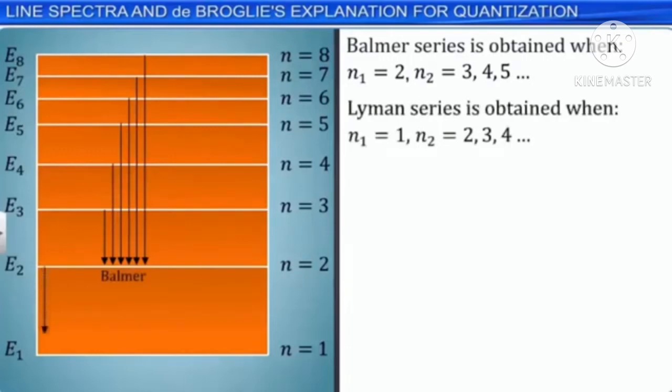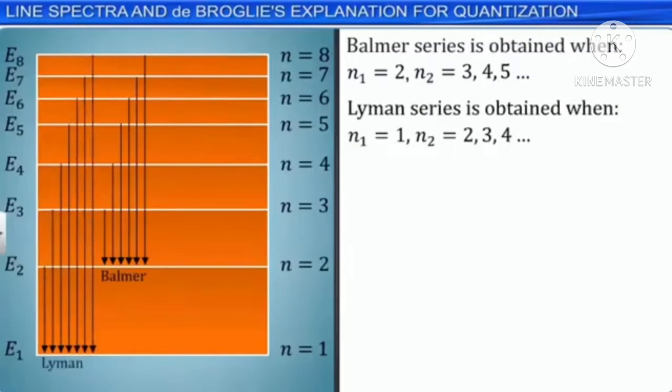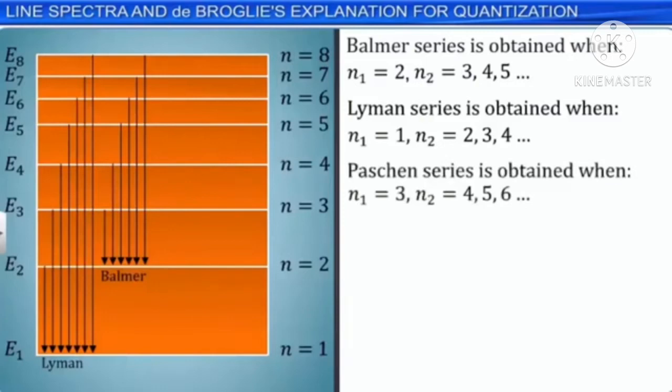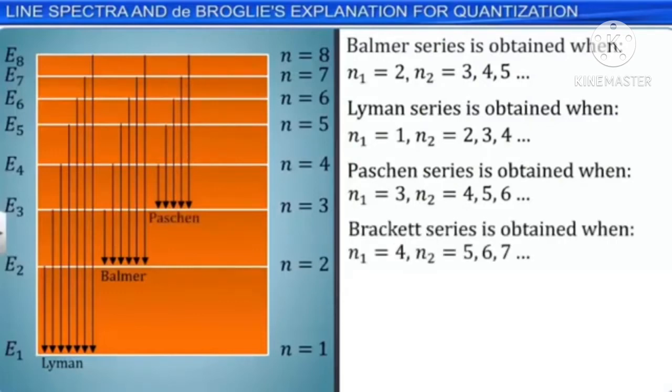When n1 is equal to 3 and n2 is equal to 4, 5, 6 and so on, we get the Paschen series. When n1 is equal to 4 and n2 is equal to 5, 6, 7 and so on, we get the Brackett series.